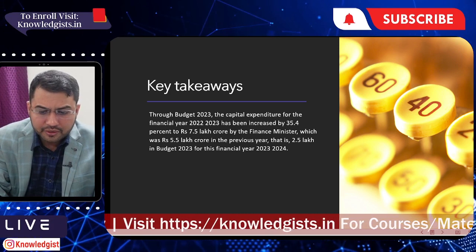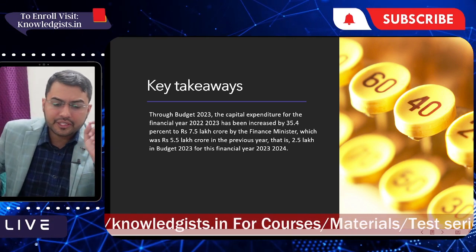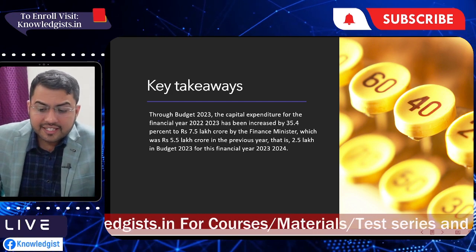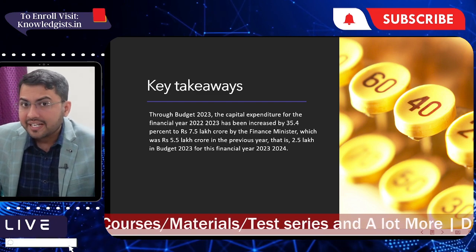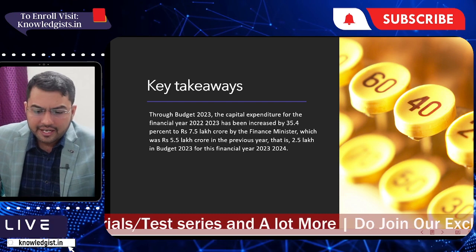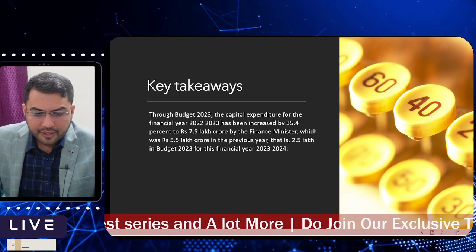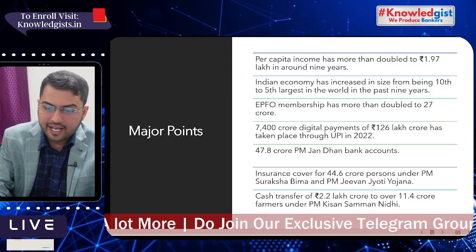Through the Budget 2023, the capital expenditure of the government for the financial year 2022-2023 has increased by 35.4% to rupees 7.5 lakh crore. Capex is something that cheers the share market and investors in India or outside India, and it was 5.5 lakh crore in the last fiscal year.